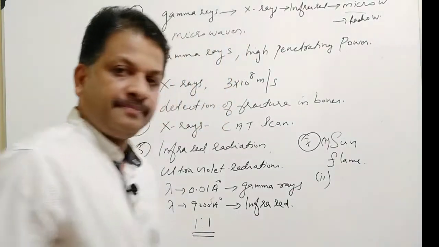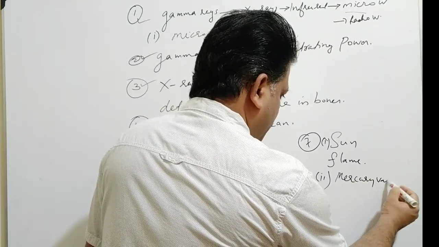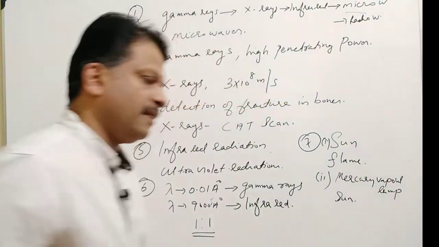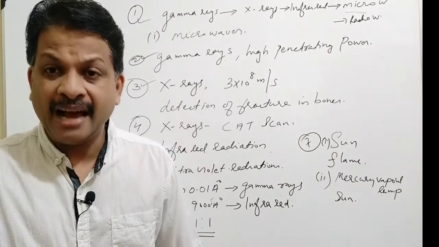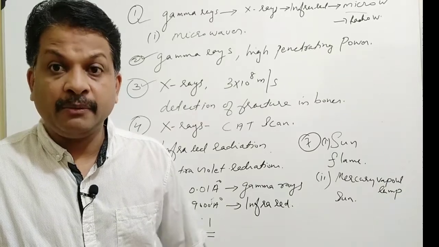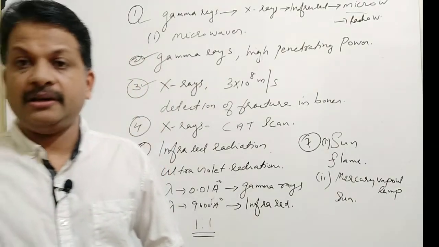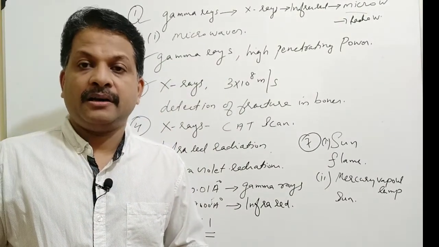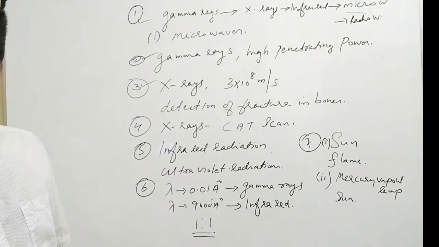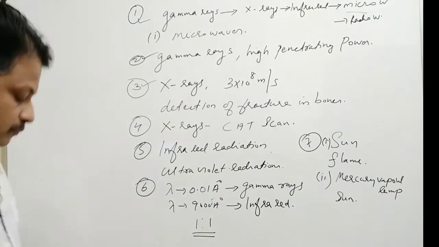Source of ultraviolet radiation: mercury vapor lamp. The Sun is a natural source of ultraviolet radiation. Electric arc lamps and electric sparks are the source of ultraviolet radiations. So remember the source of infrared radiation, ultraviolet radiations, gamma rays, etc. Gamma rays are emitted from radioactive material, or from cosmic rays also gamma radiations come. Okay, clear? Now moving on to question number 8.